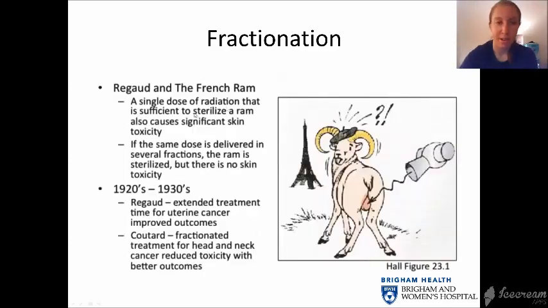The concept of fractionation was first discovered by a man named Regaud, who did an experiment on a French ram. A single dose of radiation was sufficient to sterilize the ram, but they needed to give it to this area here. Doing that would also cause significant skin toxicity. So what he decided to do was give the same dose, but delivered over several fractions. The ram was sterilized, and there was no skin toxicity, and this is just because of fractionation. In the 1920s to 1930s, Regaud extended the treatment to uterine cancer, and it improved the outcomes. Then Coutard, in the 1930s, applied this fractionated treatment to head and neck cancer, and reduced the toxicity with better outcomes.